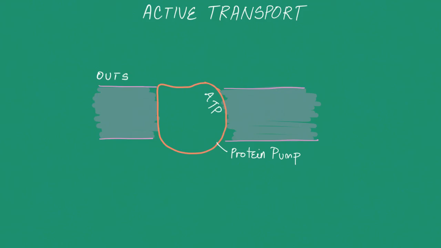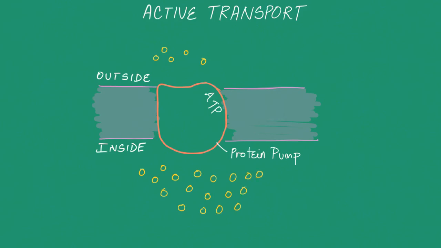Let's label the outside and inside of the cell. So let's imagine the outside of the cell has fewer solute molecules when compared to the inside of the cell. So this solute could be sodium, potassium, calcium, magnesium. Any of these ions use this type of transport to move from a region of low concentration to a region of high concentration. So let's say the inside has high concentration and the outside has a low concentration of this particular solute.